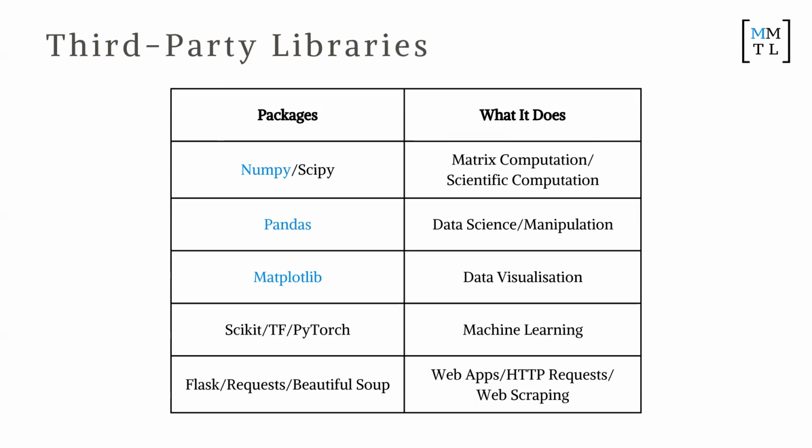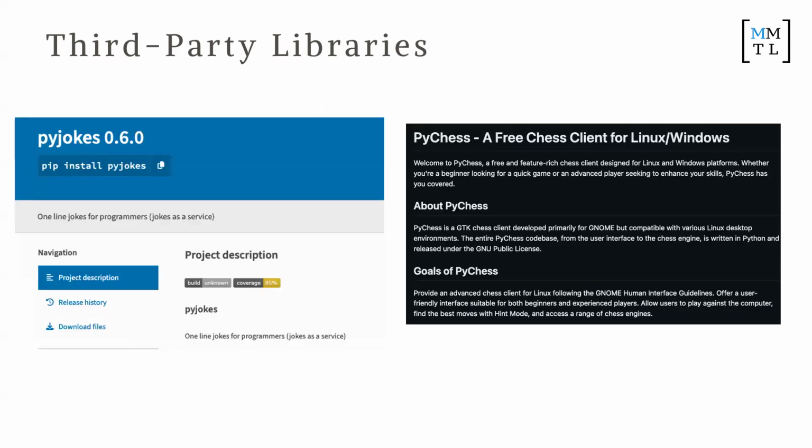Matplotlib is for data visualization. And then scikit-learn, TensorFlow, and PyTorch are very common machine learning and AI libraries that are very powerful. Flask allows you to deal with web apps, so if you ever need to build a web application. Requests allows you to download data over HTTP. And then Beautiful Soup, if you ever want to scrape stuff off the web, is the sort of program you use to scrape whatever you want. Now, there's a whole host of third-party libraries. I tried to look at really bizarre ones. There's PyJokes, which provides one-line jokes for programmers, so jokes as a service. There's also PyChess, which allows you to play chess.